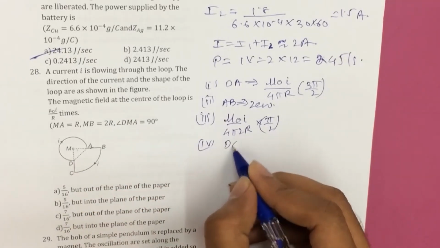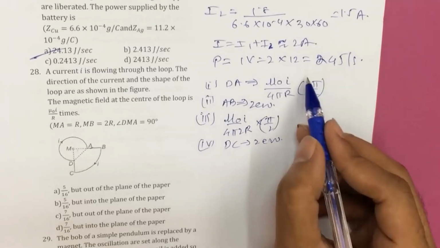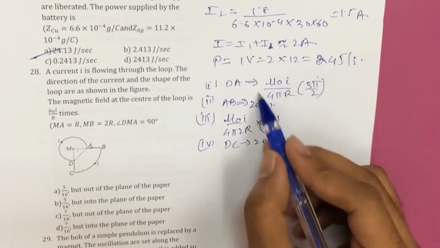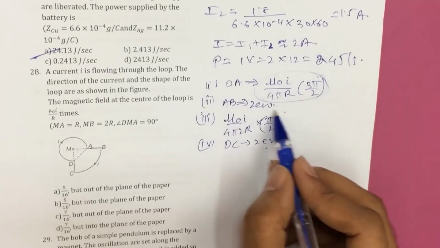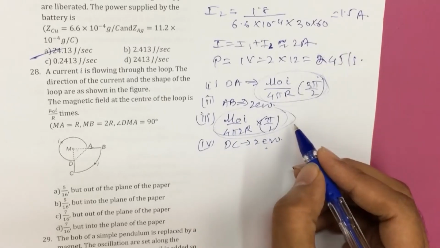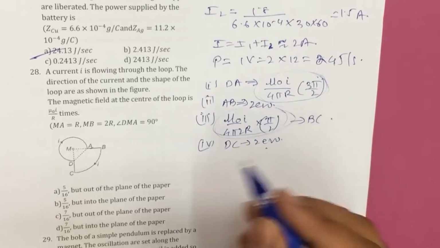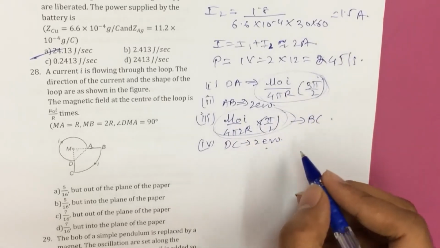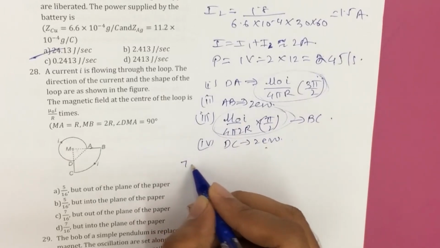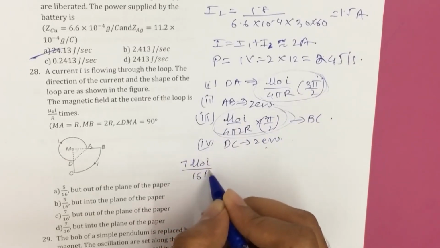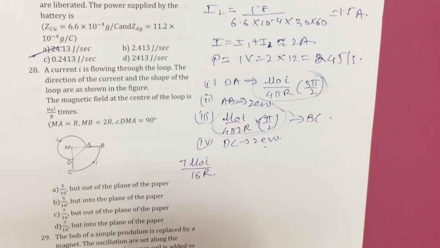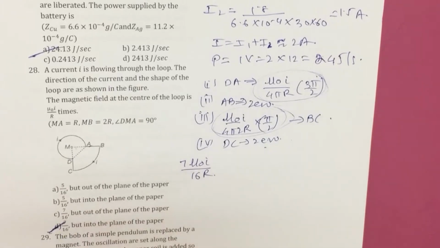Hence the resultant magnetic field would be nothing but 0 plus this part, that is DA, and because of the part BC. So when you add both these parts, you will get your answer as 7 mu 0 I divided by 16 R. So that basically means 7 by 16, but into the plane of the paper. So correct answer would be option D.